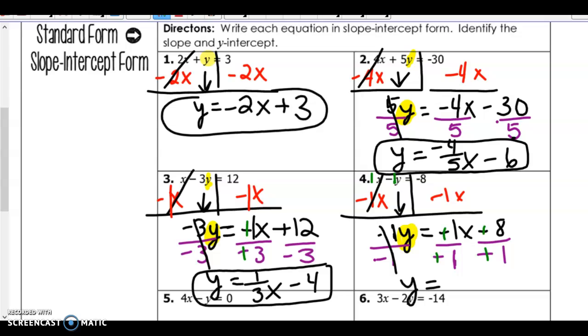Okay, so then my final answer would be 1 over 1. You could leave it 1 over 1, or you could just put 1, or you could just put x, whatever you want to do. And then 8 divided by 1 gives me positive 8. And then that would be your final answer when we convert it from standard form to slope-intercept form.